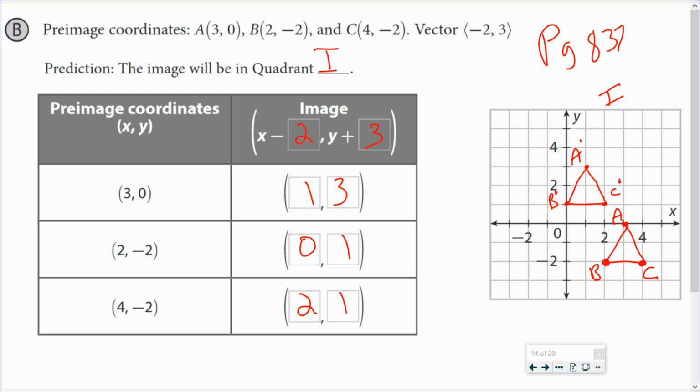And that is drawing a translation using a vector. Just to recap, remember that the first part of your vector, the A, moves it left to right, and then the B part here moves it up and down. And you just add or subtract, based on whether it's negative or positive, to the already existing coordinates.